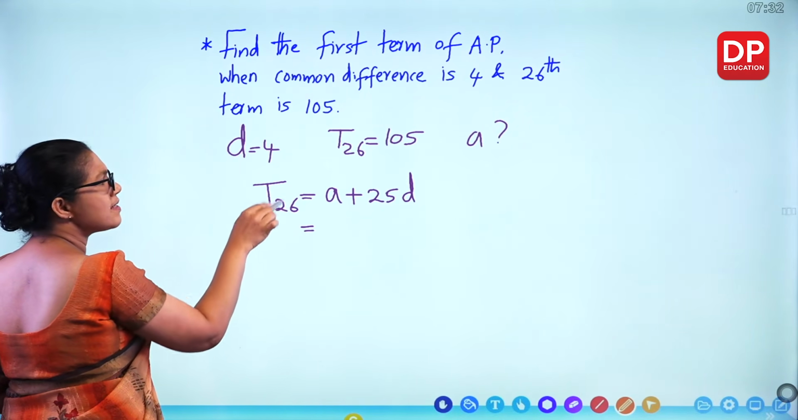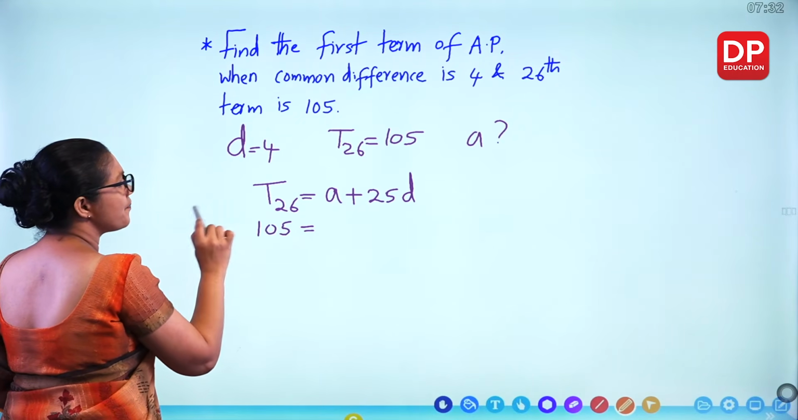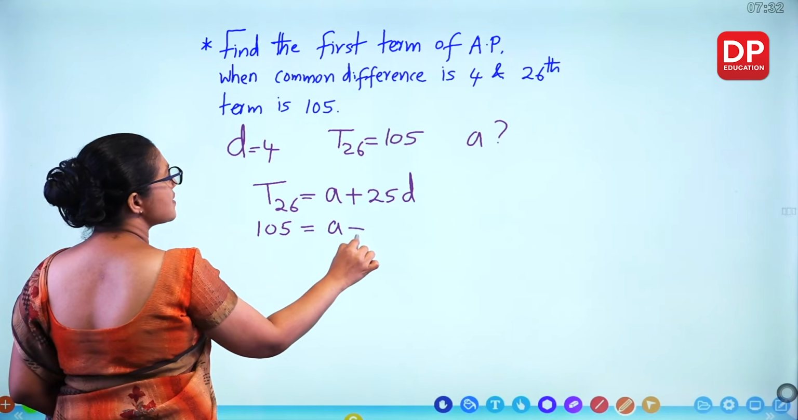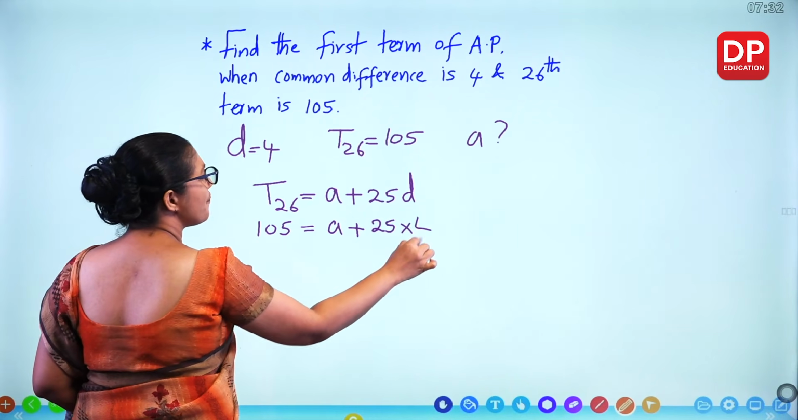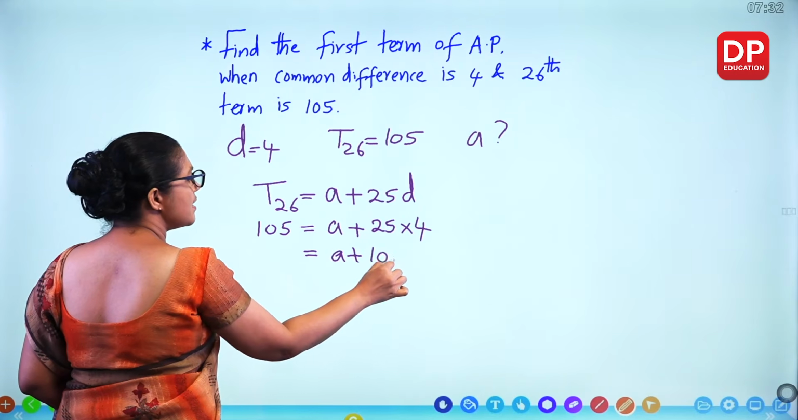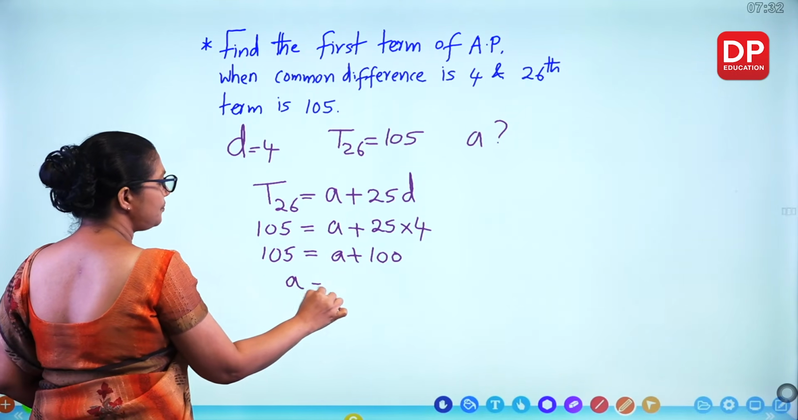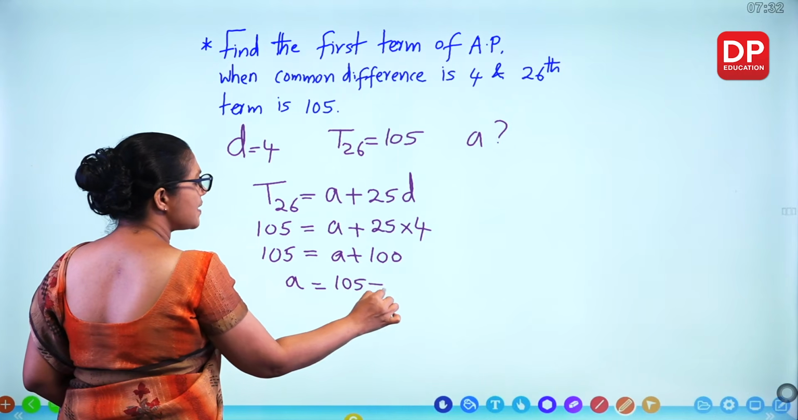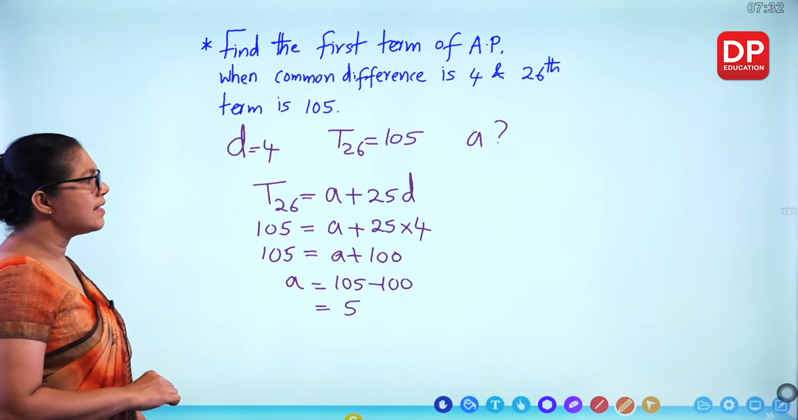But we know the 26th term. So you can plug that value here. 105 equals A plus 25 times D, which is 4. Now simplify. You get A plus 100 is 105. So what's the first term? 105 minus 100. You get 5 as the first term.